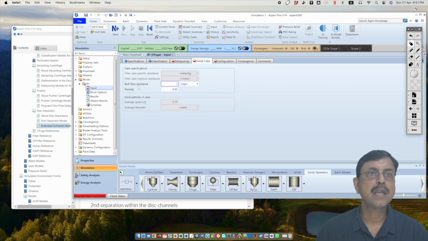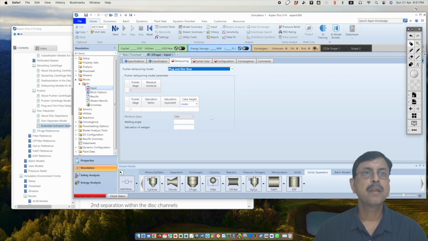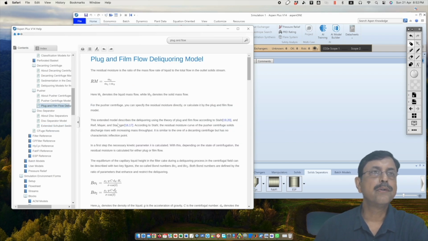Solid porosity and bulk flow resistance has to be given. And the saturation factor and saturation exponent. So this is the plug and film flow deliquoring model. Basically, you have to find the residual moisture which is the ratio of mass flow rate of liquid to the total mass flow rate. That is the liquid and solid mass flow rate combined.